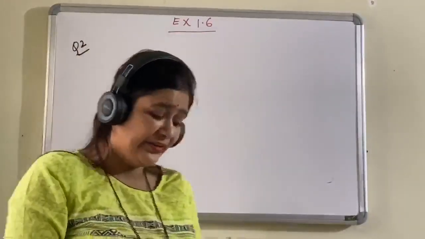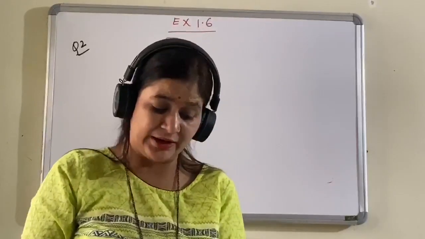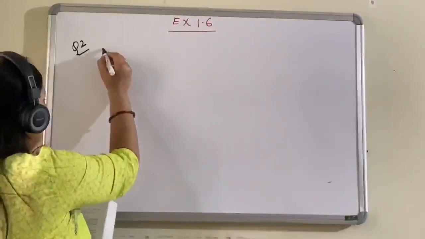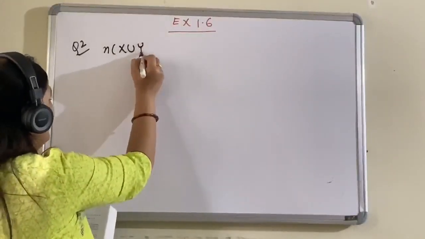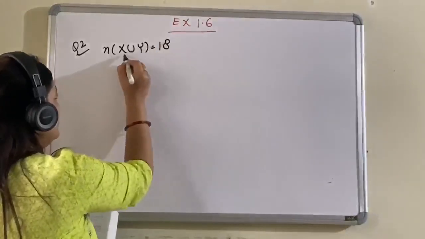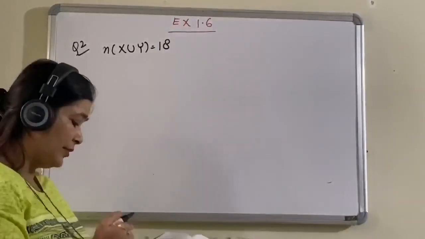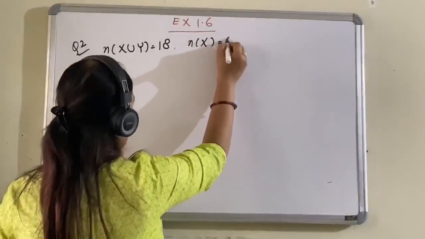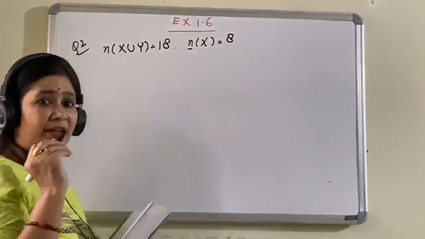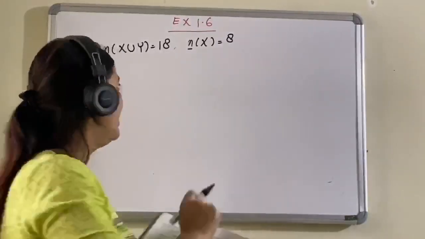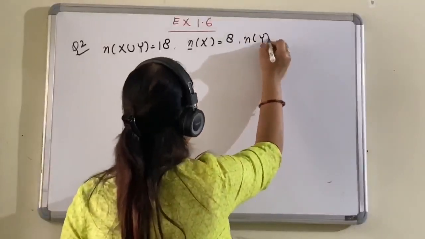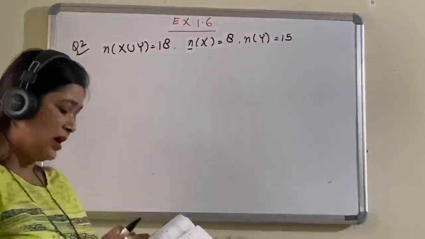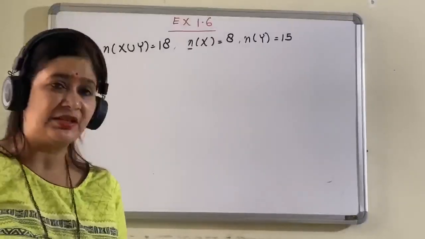Question number 2 is: if x and y are two sets such that x union y has 18 elements. How will we write it? n of x union y is equal to 18. x has 8 elements, n of x is equal to 8, and n of y is equal to 15 elements. How many elements does x intersection y have?